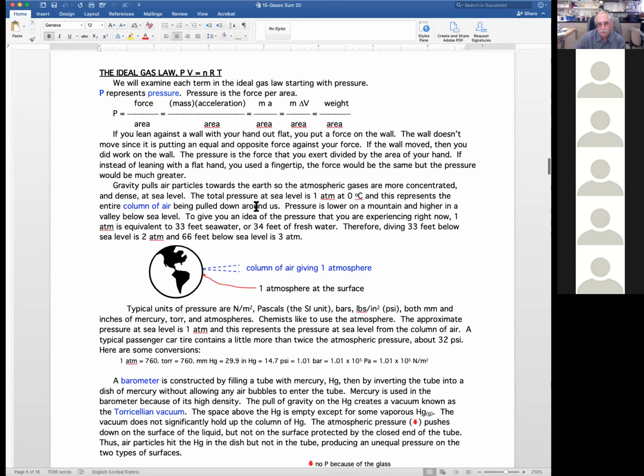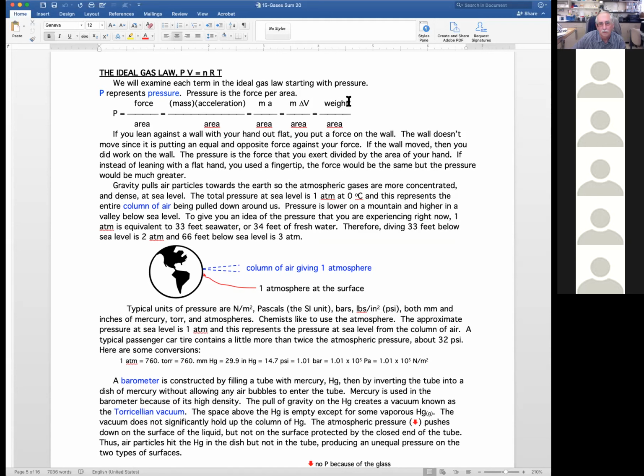So what I want to do is go through the gas law, P equals nRT, and we'll look at every single entity in that equation and understand them. The first one is P. Pressure is the force divided by the area. Force is the mass times the acceleration, right? Acceleration is the change in velocity. Mass times the acceleration is the same thing as weight, right? So pounds per square inch, for example.